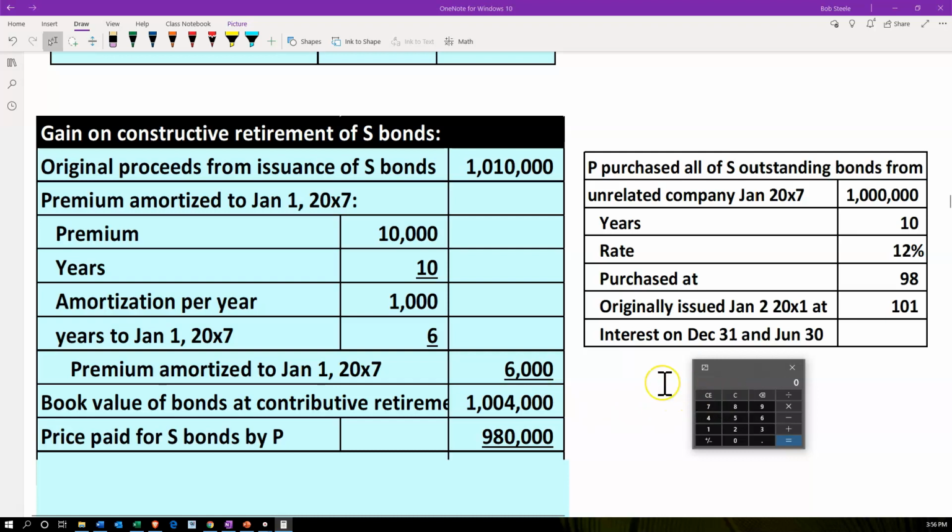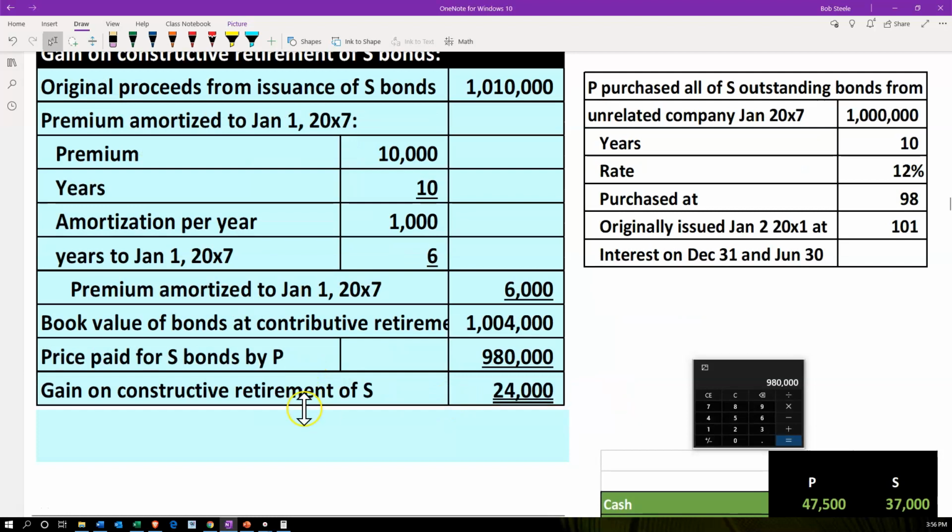So we're going to take the 1,000,000 times the 0.98, 98%, and that gives us 980,000. If we subtract the 980,000 from the 1,004,000, we get the 24,000. That's the gain on the constructive retirement. Notice that happened at the beginning of the current year, when P purchased the bonds from a third party. So we'll see that 24,000 coming up shortly.